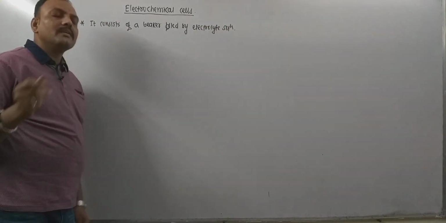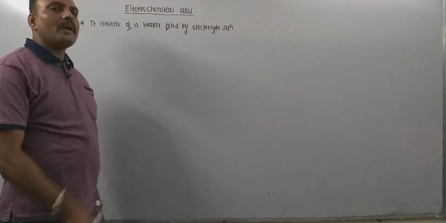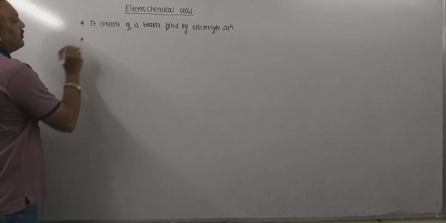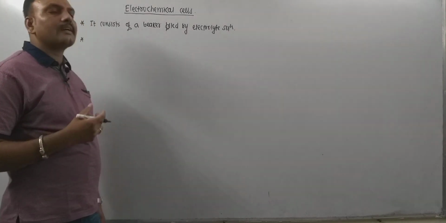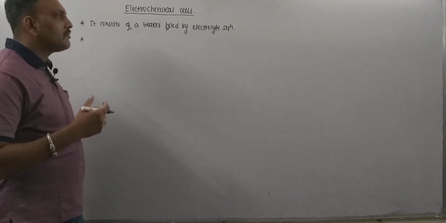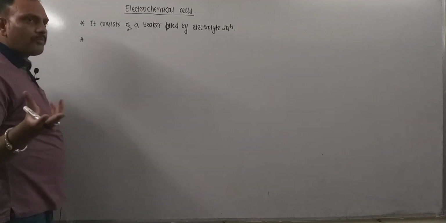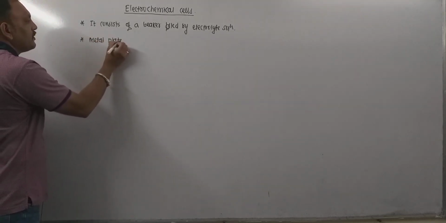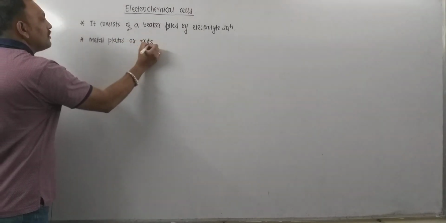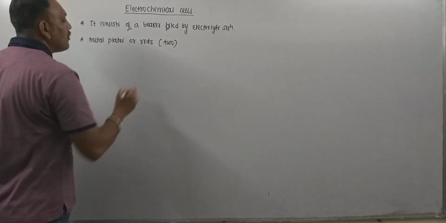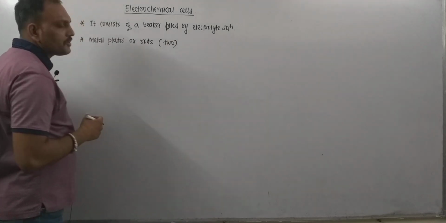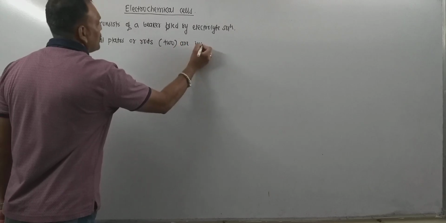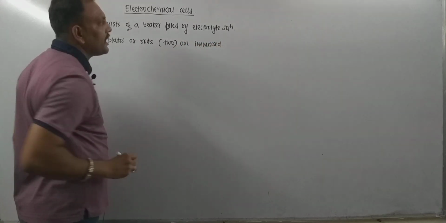solution. Now, in that electrolyte solution, we need to immerse a material which can conduct, the conducting material. So, for example, metal plates or rods. In number 2, we know, so 2 metal plates or rods, what we called electrodes, are immersed in electrolyte solution.